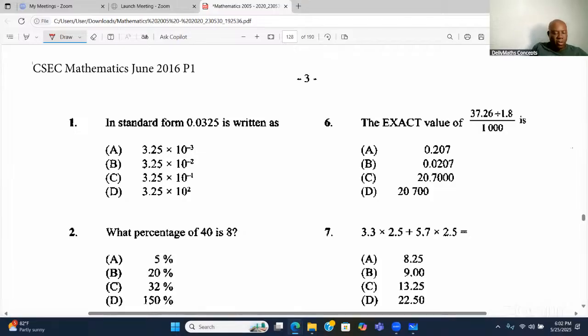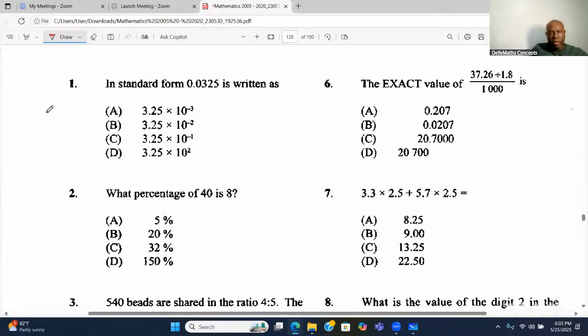All right, so we have 60 questions that we want to complete as best as possible. Remember that we're not using any calculator. I'm actually looking at a 2016 June paper one. All right, let's go. Number one says, in standard form, 0.0325 is written as what?